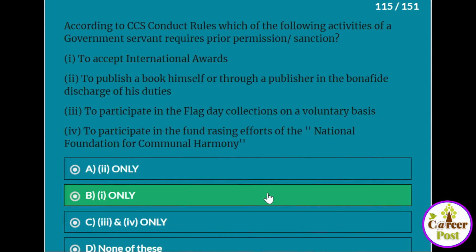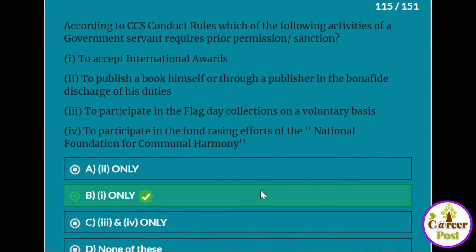According to CCS Conduct Rules, which of the following activities of government servant requires prior permission or sanction? 1. To accept international awards. 2. To publish a book himself or through a publisher in the bona fide discharge of his duties. 3. To participate in Flag Day collections on a voluntary basis. 4. To participate in fundraising efforts of the National Foundation of Communal Harmony. The answer is B. 1 only. That is to publish a book himself or through publisher in a bona fide discharge of his duties.